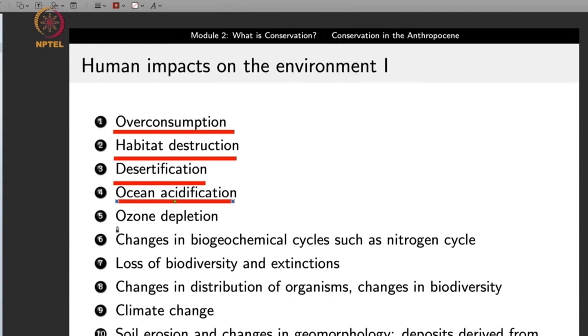Next we have ozone depletion. And a major cause of ozone depletion is the use of chemicals that are known as chlorofluorocarbons. Now, these chlorofluorocarbons have been used for quite some time as refrigerants and also as propellants. So, even in the case of a number of shaving foams, we have been using chlorofluorocarbons as the agent that propels the foam outside from the can.